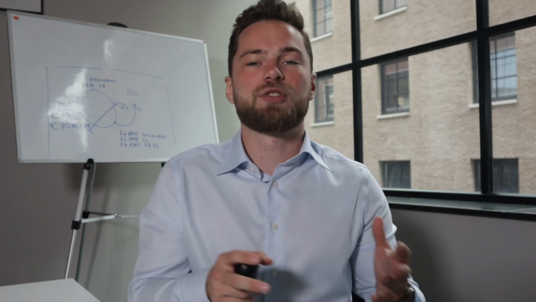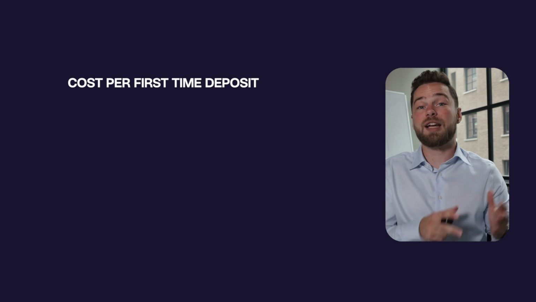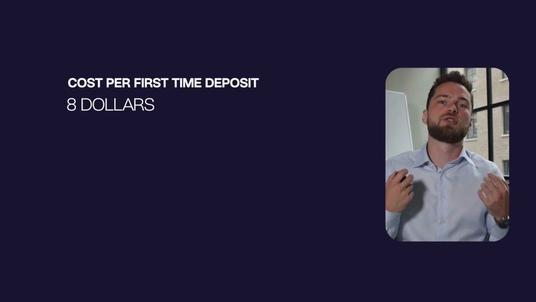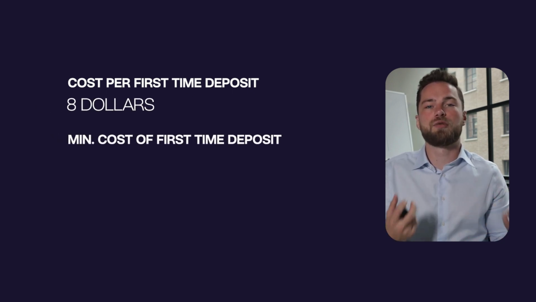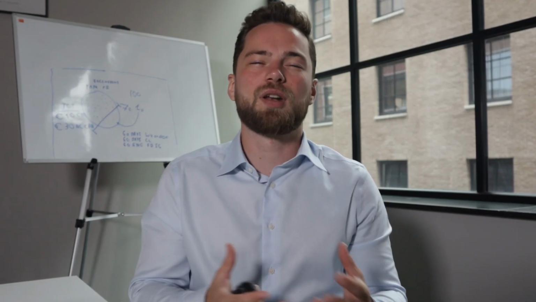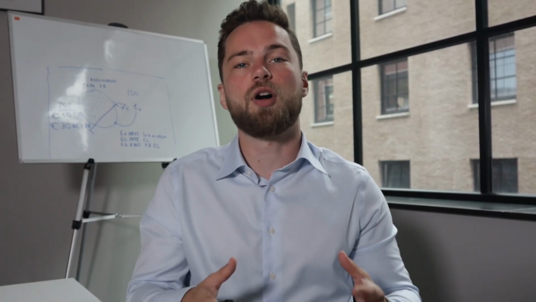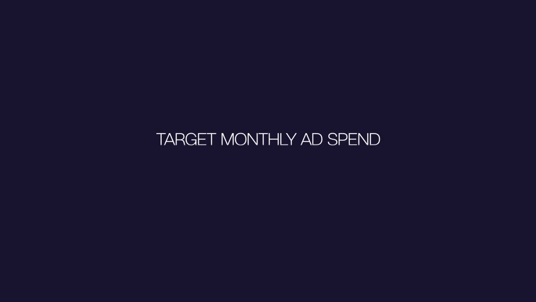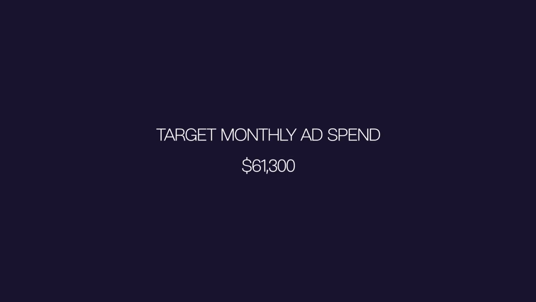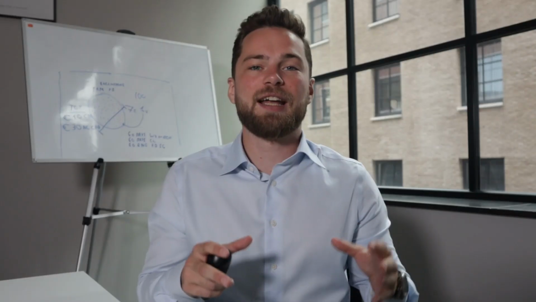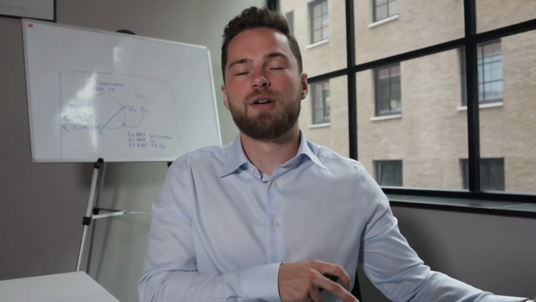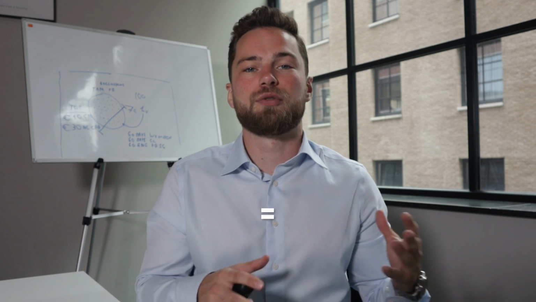My 60-day target was to hit a cost per first-time deposit of $8, but we also had a tolerable cost per first-time deposit of $14, meaning that we were likely still profitable at $14 per first-time deposit. Now, the target monthly ad spend was $100,000 to $150,000 per month in 60 days, and a target daily first-time deposits of 1,000. Now, the ad account was set up in Brazilian real, and $1 equals 5 real.